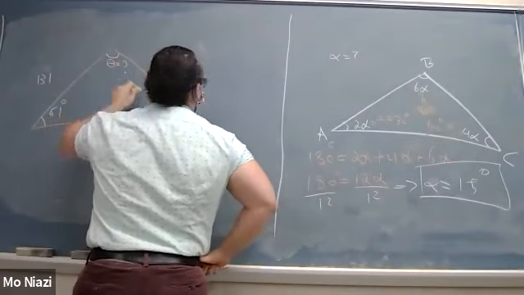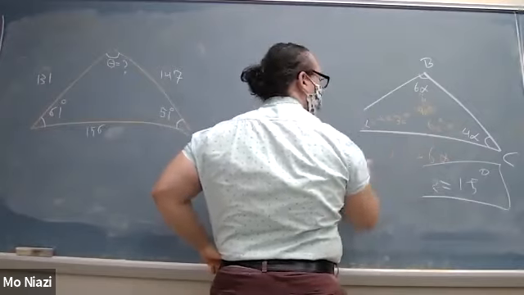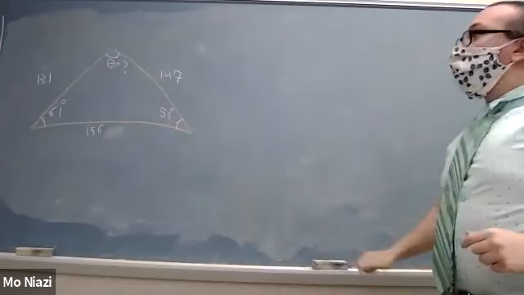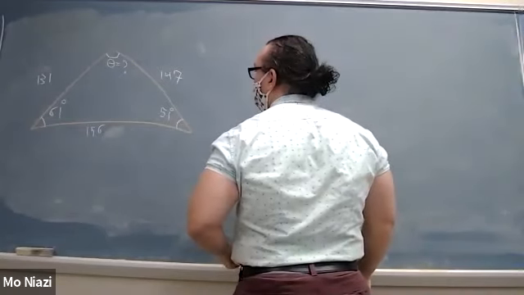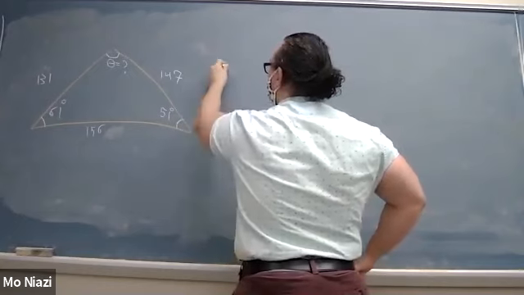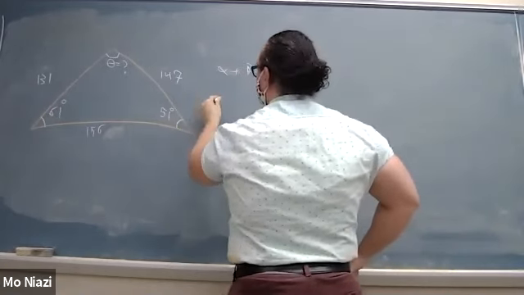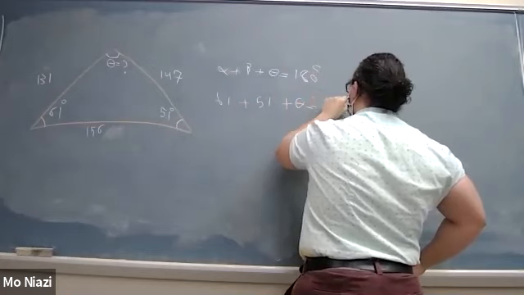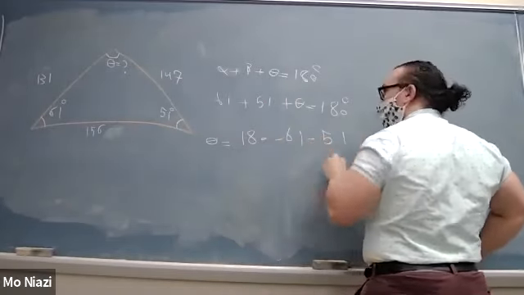And how can we find it? Say what? 68. How do you come up with such a number? 61 plus 51 equals 112, minus 180. Ah, so you're saying utilize property number 1. This is alpha plus beta plus theta should equal 180 degrees. Then you're saying that means 61 plus 51 plus this unknown theta should equal 180 degrees. Therefore, theta, algebraically solving, is 180 minus 61 minus 51.